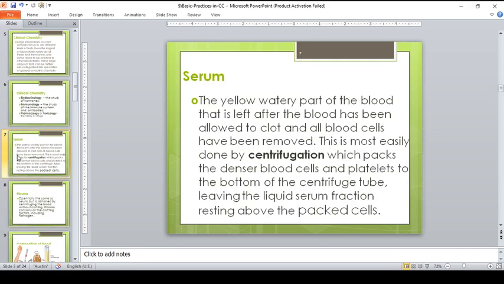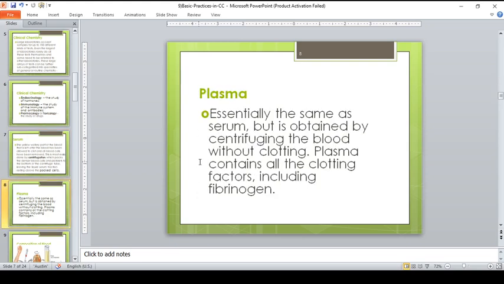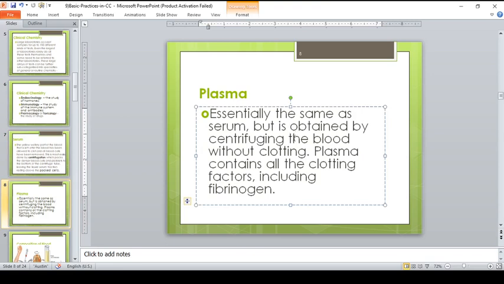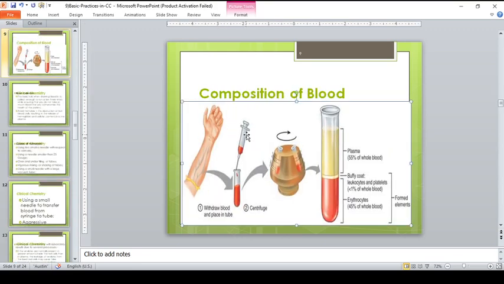Unlike for serum, okay, you place this in a tube with no anticoagulant so that the clotting process will be done. Okay? So plasma is essentially the same as serum but is obtained by centrifuging the blood without clotting. Plasma contains all the clotting factors including fibrinogen. And this fibrinogen is absent in the serum.